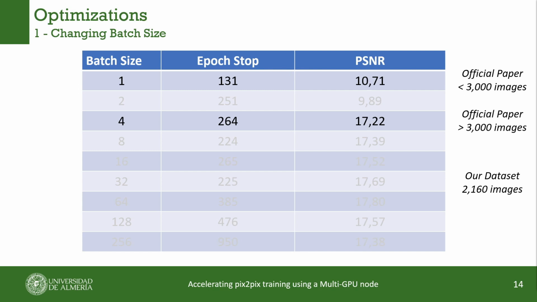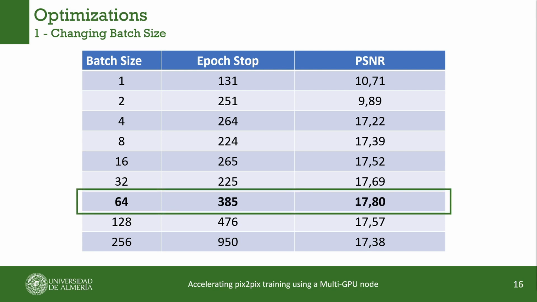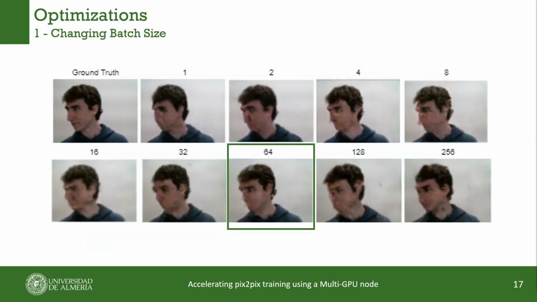In our dataset, there are 2,160 images, so the configuration will be a batch size of 1. However, increasing the batch size improves the default configuration. After several configurations, there are some batch sizes that improve the configuration defined in the original work. The best configuration is a batch size of 64, stopping training in epoch number 385. The epoch stop will vary in different trainings. Here, the images corresponding to each batch size are shown.